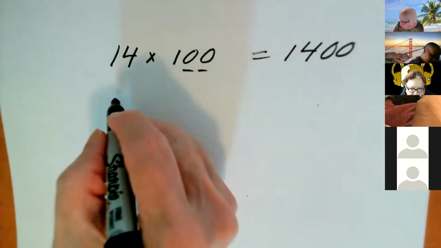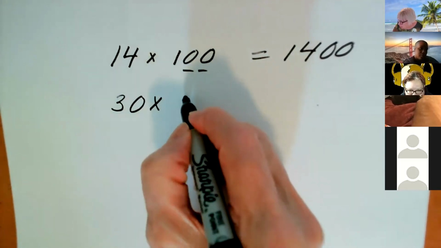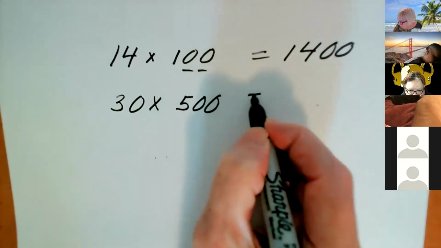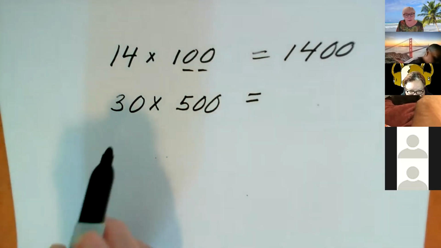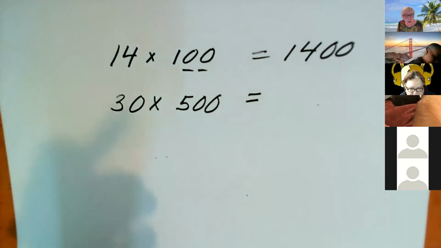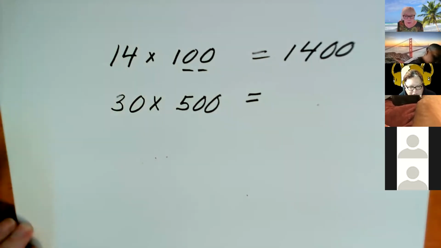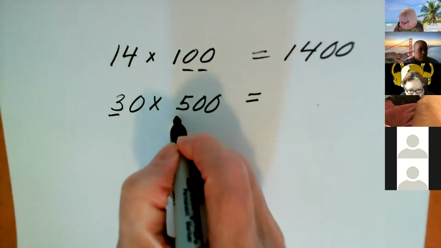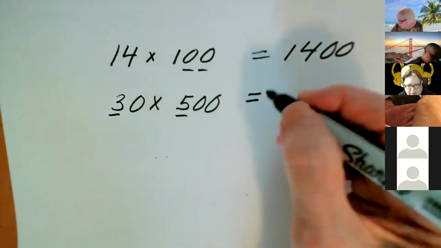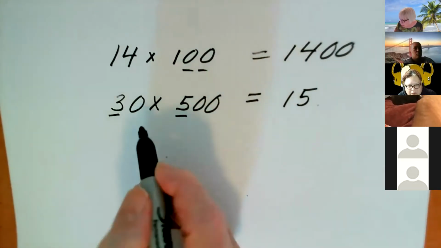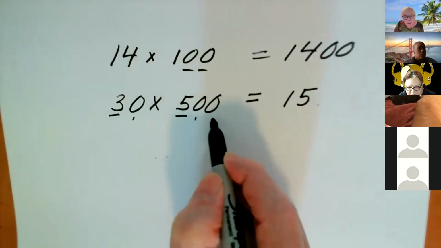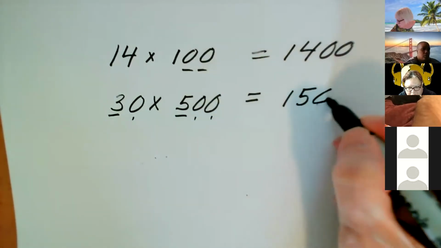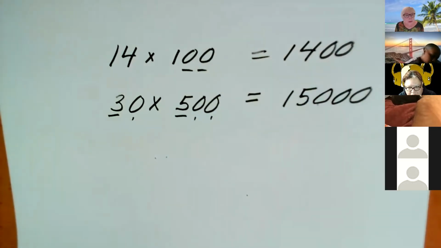Let me do another one. 30 times 500. If you do this out the long way with all those zeros swimming around, you could lose it. So the zeros are a good thing. So this is what I'm going to do. 3 times 5 is 15. And then I have 1, 2, 3 zeros. So there are some good shortcuts.